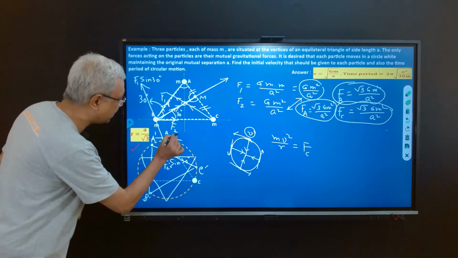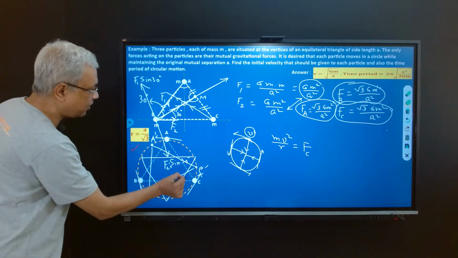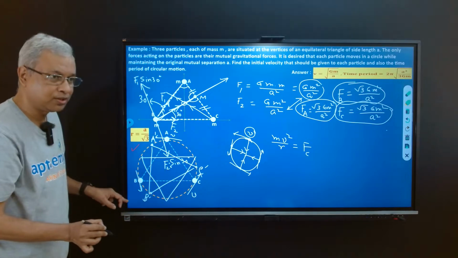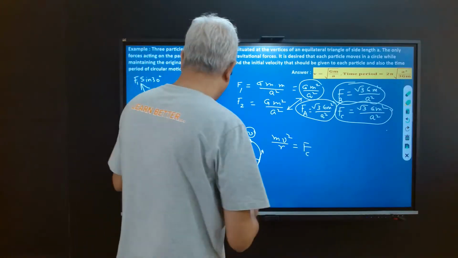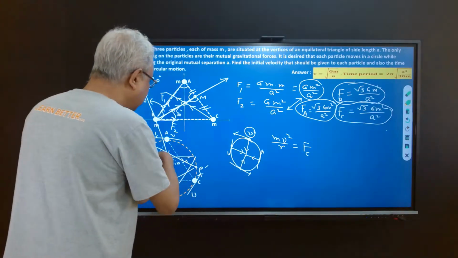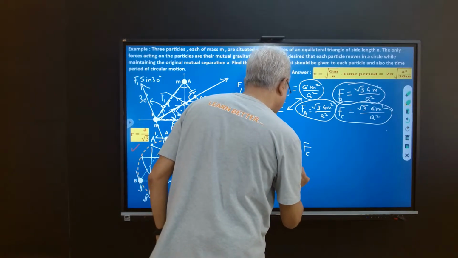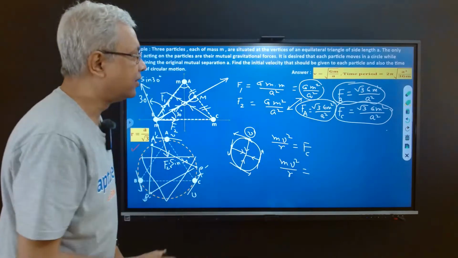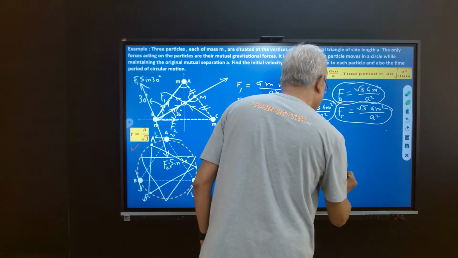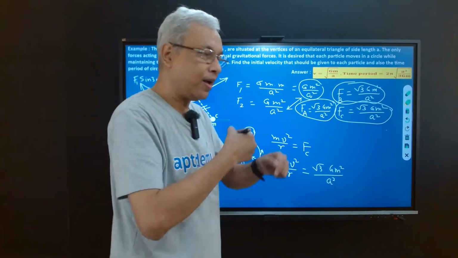The only thing is that you have to give a kick to this particle, to this particle, to this particle in this direction. If you give an equal velocity v to each, then they will start rotating, and the necessary centripetal force will be supplied by this. So when such a situation happens, if mv square by r becomes equal to root 3 Gm square by a square, then this circular motion will start happening.